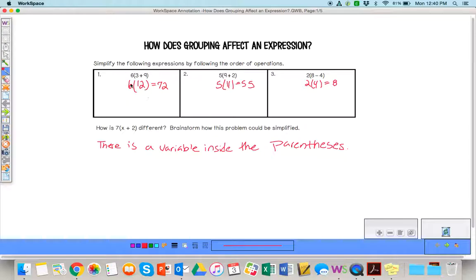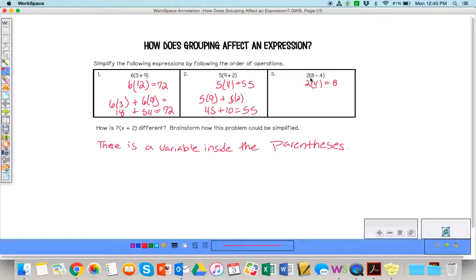So I'm going to show you how it also works up here. Distribution is everything on the inside gets multiplied by the number on the outside first. So we're going to do 6 times 3 plus 6 times 9. 6 times 3 is 18, plus 6 times 9, which is 54. 18 plus 54 is 72. Same thing with this: 5 times 9 is 45, plus 5 times 2, which is 10, also equals 55.